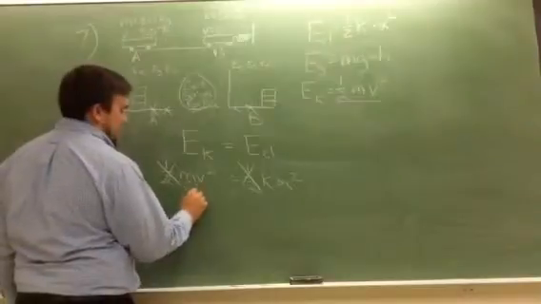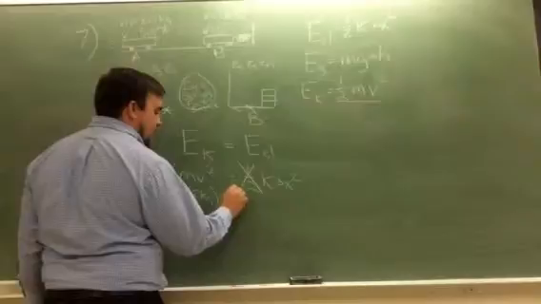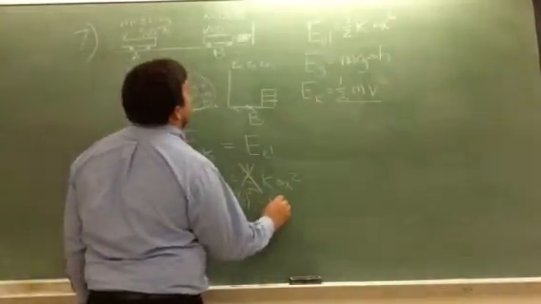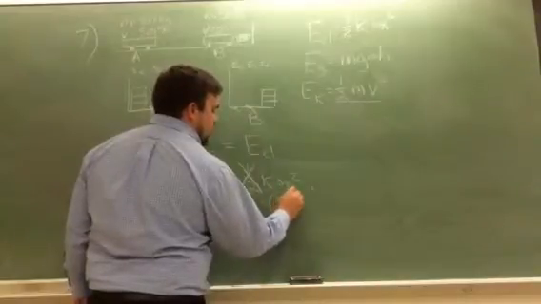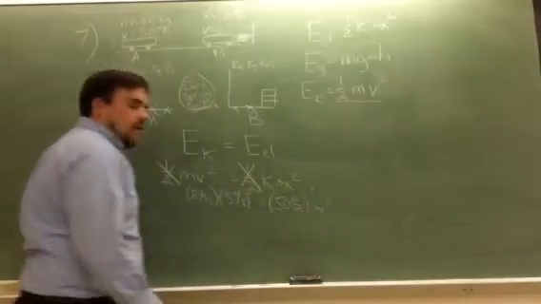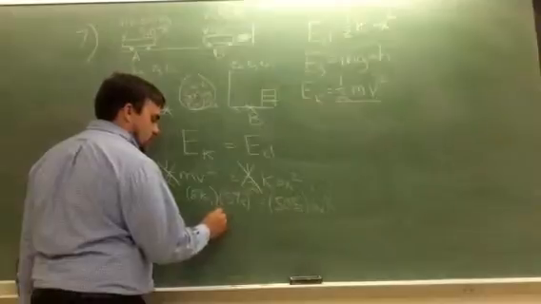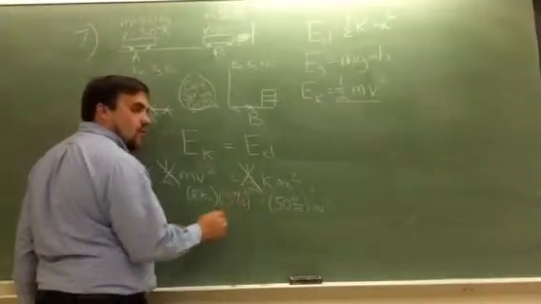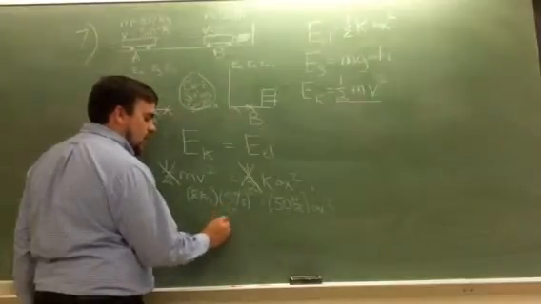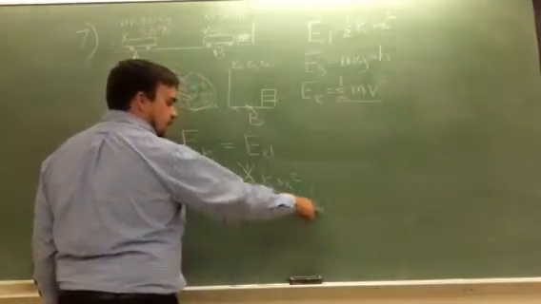I say 8 kilograms times my velocity squared, which is 5 meters per second squared, should be equal to the spring constant, which is 50 newtons per meter times delta x squared. So to solve for this, I'm going to take 8 times 5 squared, or 5 squared is 25. 25 times 8 is 200. And that should be equal to that times delta x squared.